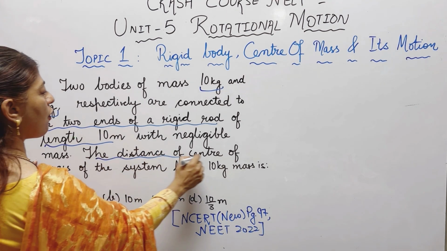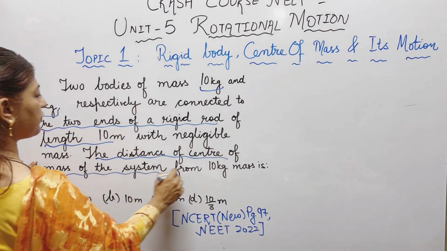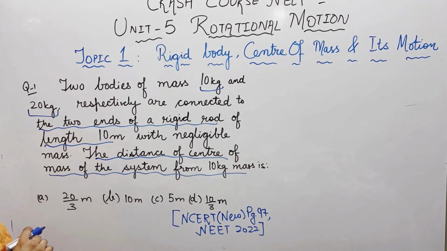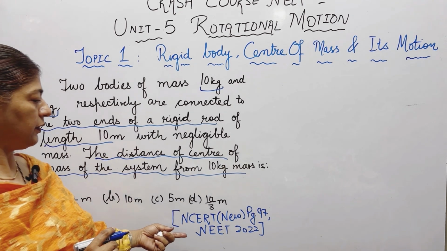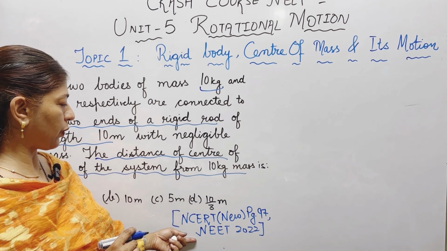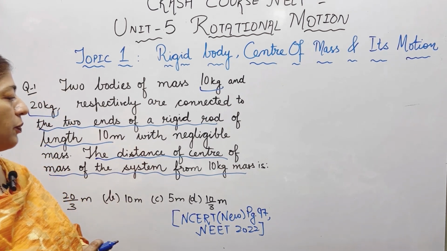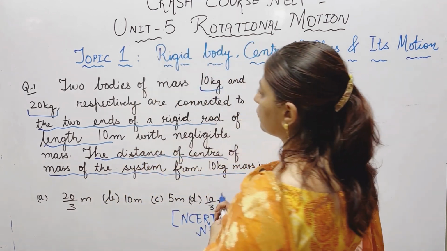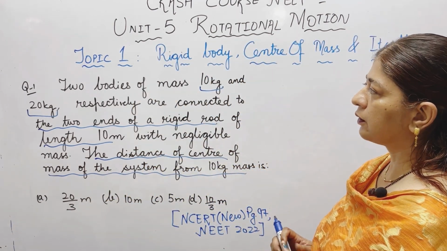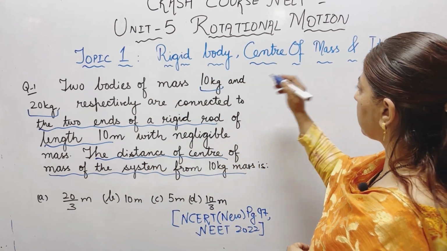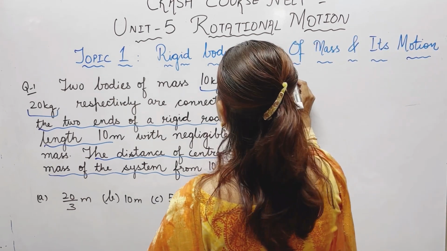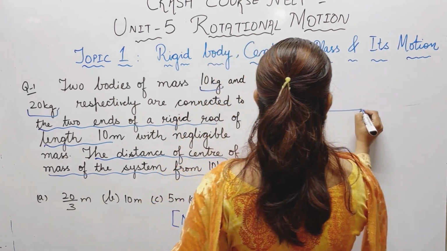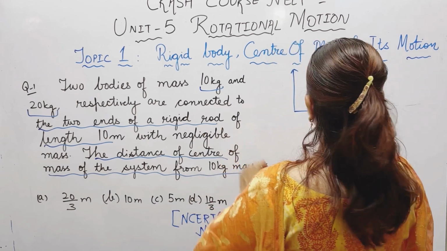The distance of center of mass of the system from 10 kg mass is, and these four options have been given. This question has come in the exam NEET 2022, and this is on page number 97 of new NCERT. So according to the question, the figure can be drawn for the same. Here there are two bodies of masses 10 kg and 20 kg.